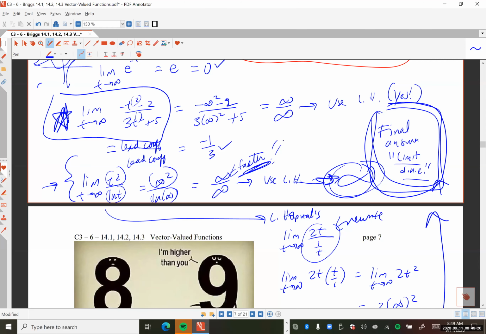Why is that? Because you can't have a vector where one of the components is infinity. Adriana, you cannot have a vector where one of the components is infinity. No, that's not legal.